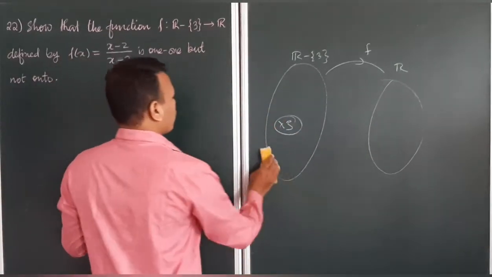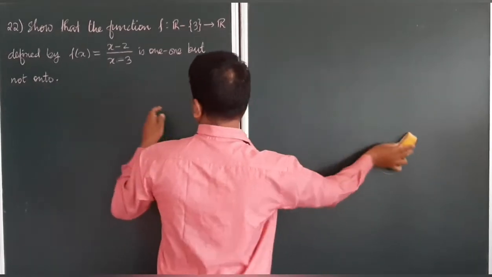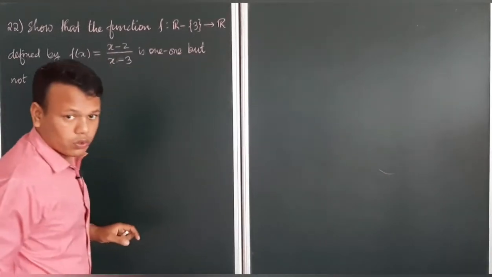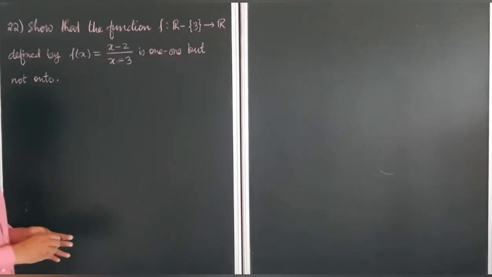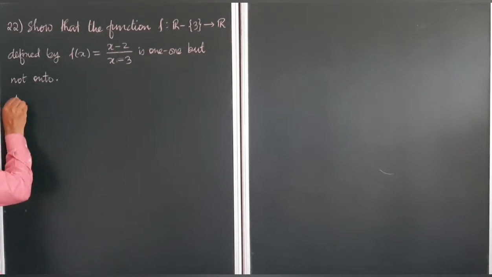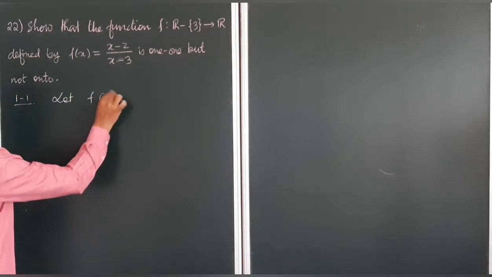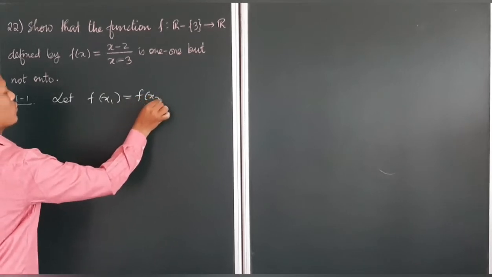So we need to prove that the function f, which is defined as f(x) equals (x minus 2) divided by (x minus 3), is one-one but not onto. Let's see how to do this. So let's prove one-one. One-one is easy, we know that. Let f(x1) equal f(x2), so that's what we do.